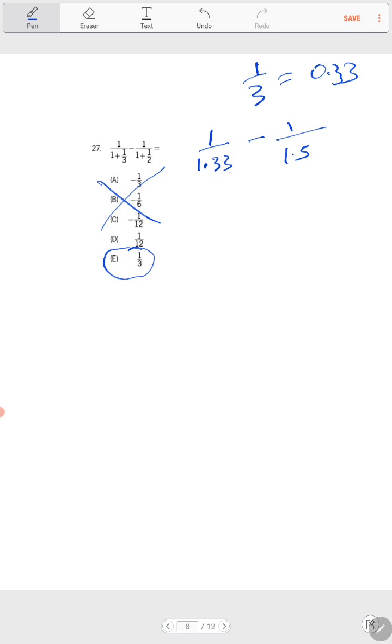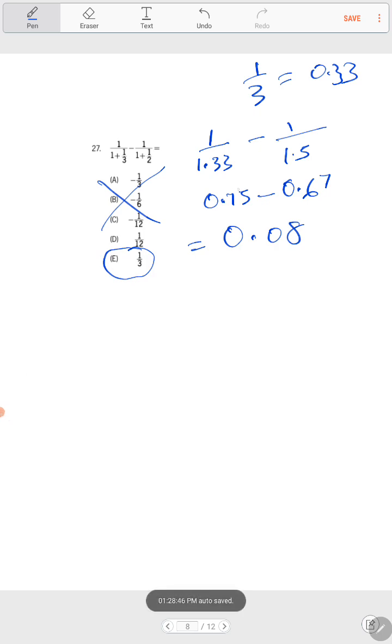These two values cannot be up to 1 over 3. 1 over 3 is too small. Sorry, 1 over 3 is too large. Let me show you.